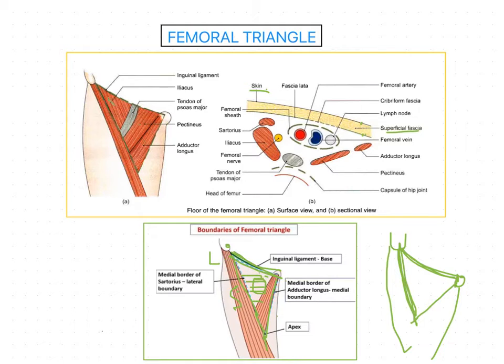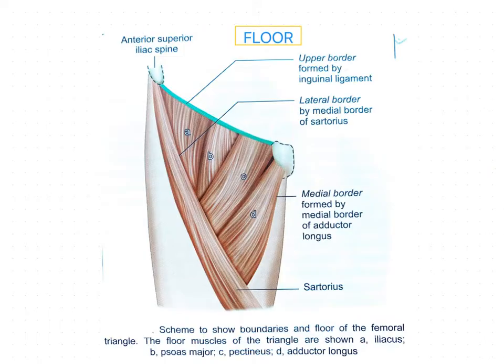These are the structures which form the floor. We can see in detail in the next picture. The floor of the triangle is formed by 4 muscles. The floor is divided into medial as well as lateral.